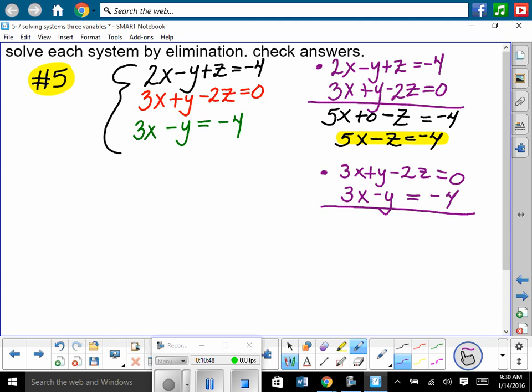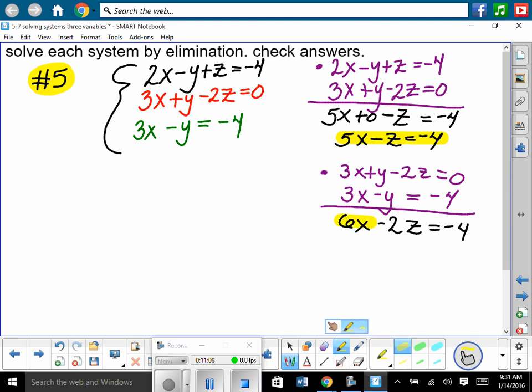Great, that's great. Good idea. So 3x plus 3x is 6x. y minus y is 0. I'm not going to write it in there. Don't we have negative 2z plus no other z's? Yeah. So we still have minus 2z's. And that's equal to negative 4.